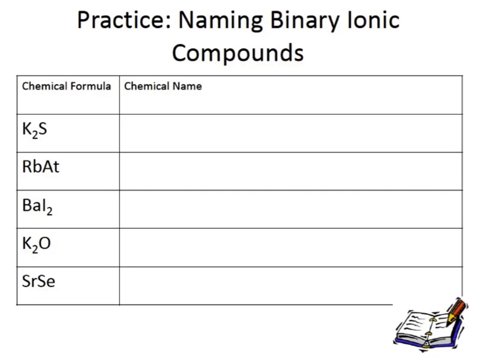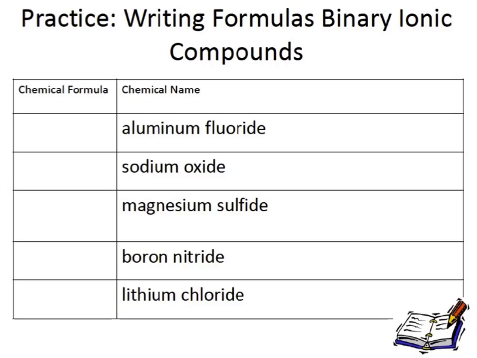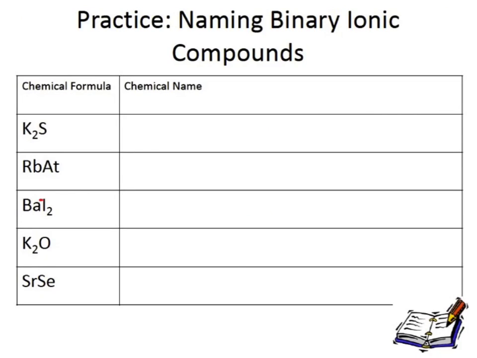So here are 5 compounds. They are all binary. They are all ionic. So rule number 1 is already checked. So we just need to go to rules 2 and 3, and we need to name these. I'm going to give you guys a few minutes to work through these, and then I'm going to come back and we're going to answer these. And this one is BaI2.